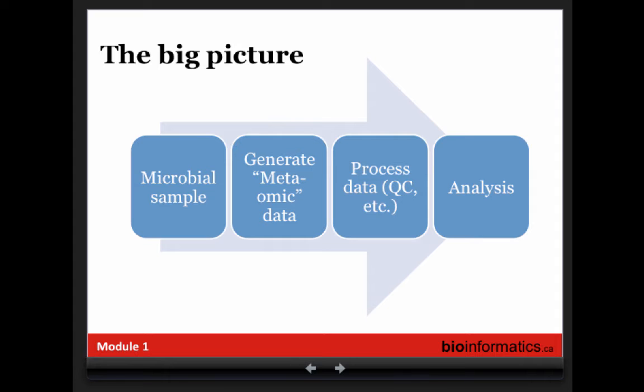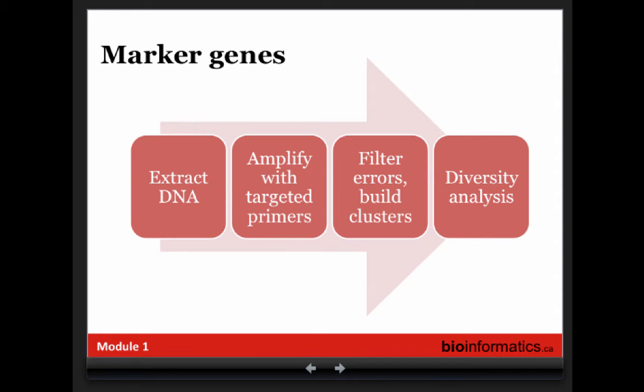But also, a lot of the details are still being worked out and still being improved. So for marker gene analysis, which we'll talk about today, the process is as follows. You extract the DNA first. When we talk about sequencing ribosomal RNAs, we're actually sequencing the gene version of the RNA rather than the expressed product, so usually you extract the DNA rather than the RNA. You amplify with target primers, looking at specific regions of the genome.